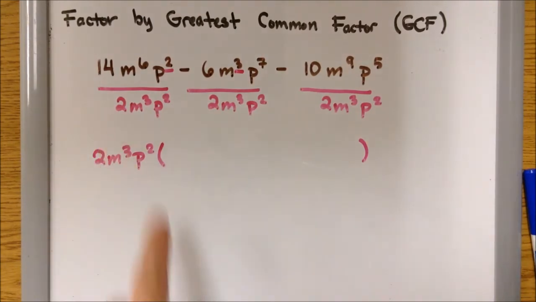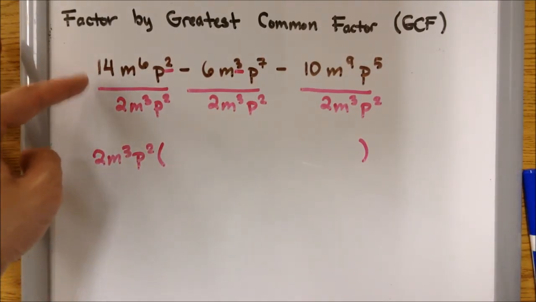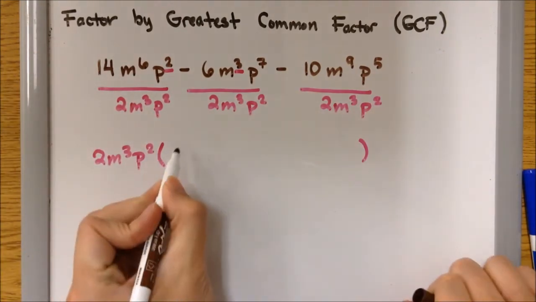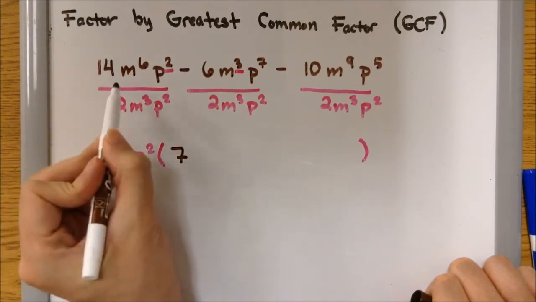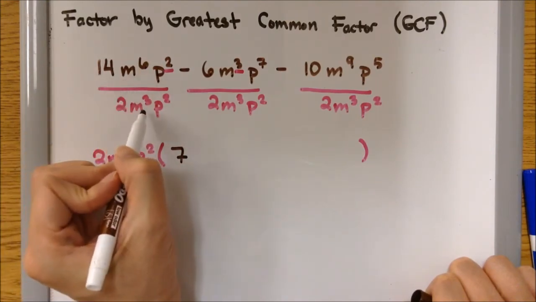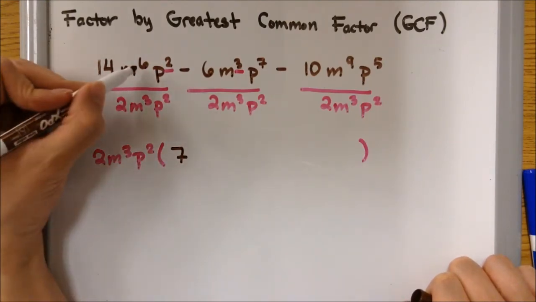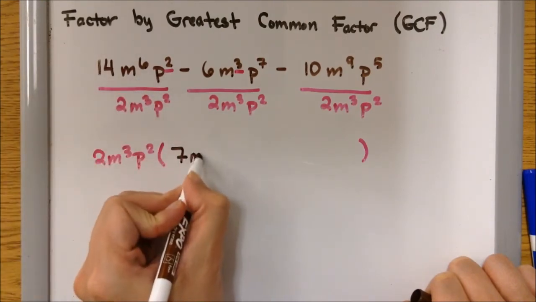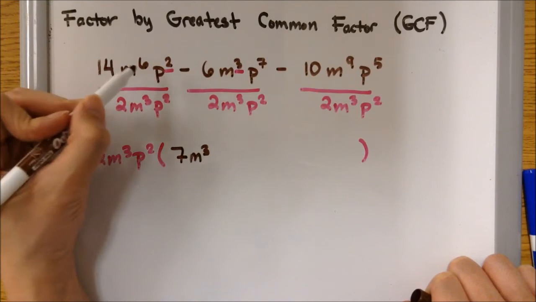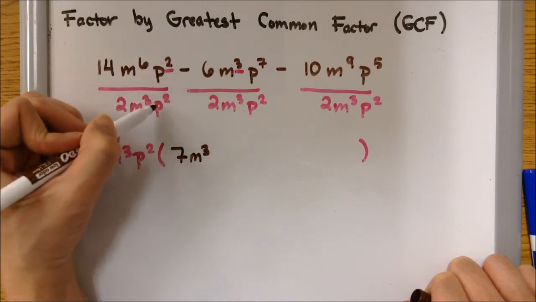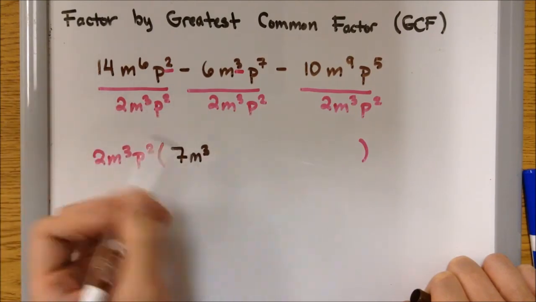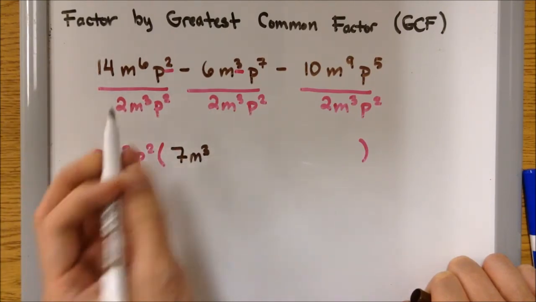Alright, so let's look at the first one. If we focus on the number, the coefficient, 14 divided by 2 will be 7. m to the 6th divided by m to the third. So basically 6 minus 3. So what's left over is 3. And then p squared divided by p squared. The numerator and the denominator is the same, so it's just 1. So we're just going to have 7m to the third.